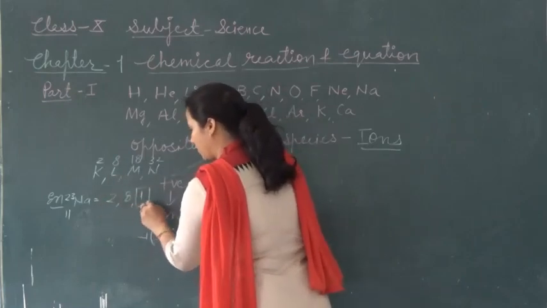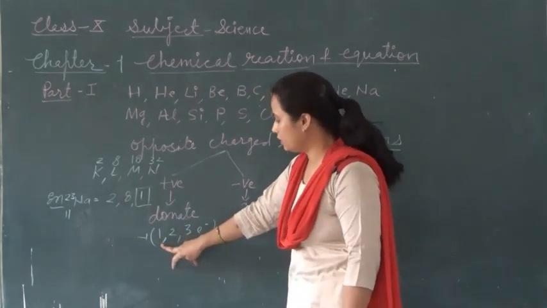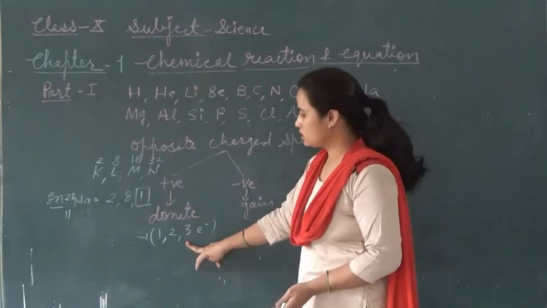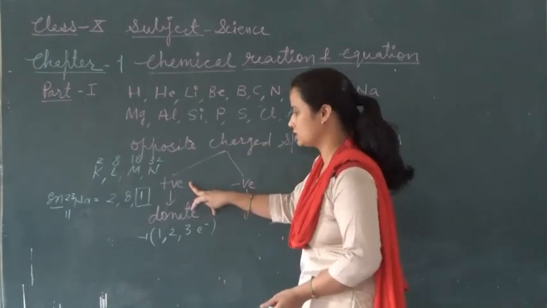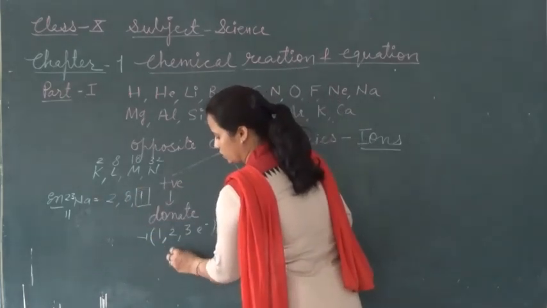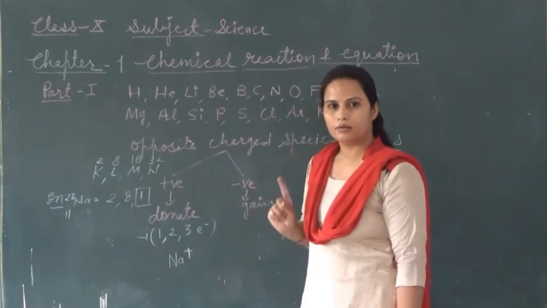It means if an atom has either 1, 2 or 3 electrons in its outermost shell, it donates the electrons and carries a positive charge. So sodium donates 1 electron and carries a positive charge. For example, sodium becomes Na+.